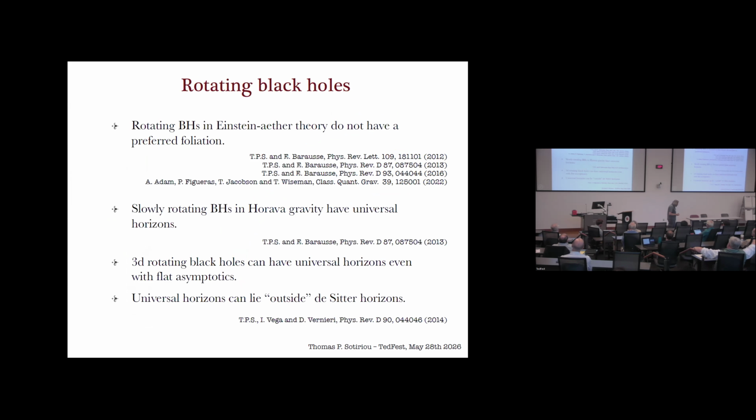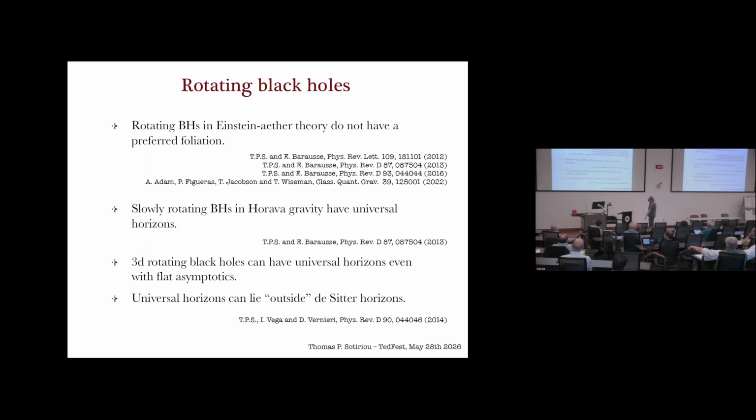Now, after that, people have looked into rotating black holes. For rotating black holes, solutions to Horava gravity and Einstein ether theory do not coincide, because the ether doesn't want to be hypersurface orthogonal in Einstein ether theory when there is rotation. Whereas slowly rotating black holes in Horava gravity have been shown to have these universal horizons, and these universal horizons have been shown to exist in three-dimensional black holes in Horava gravity with arbitrary rotation, and have been shown to also exist outside the de Sitter horizon and play a cosmological role.